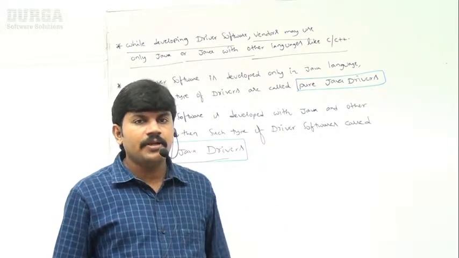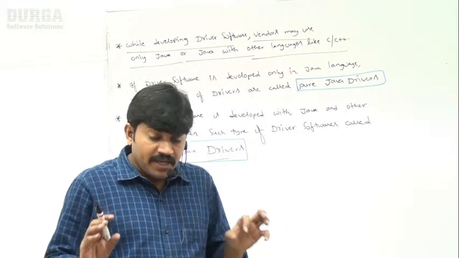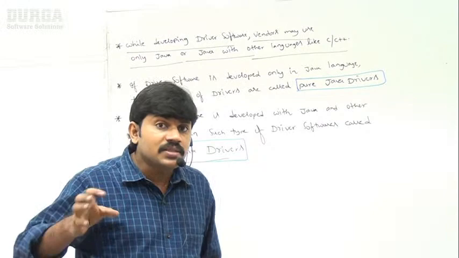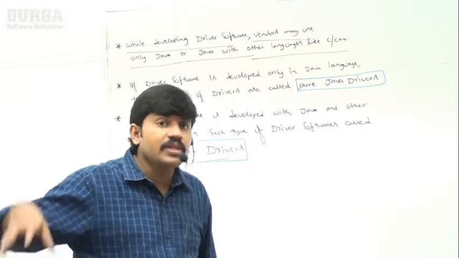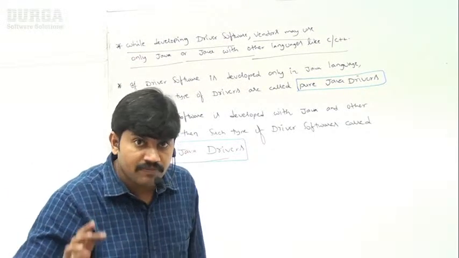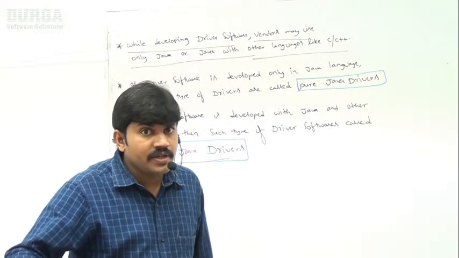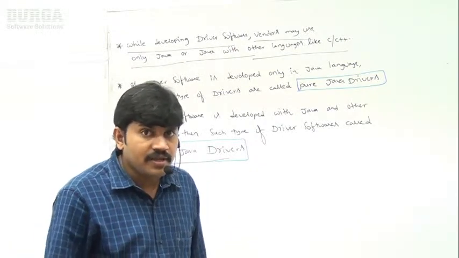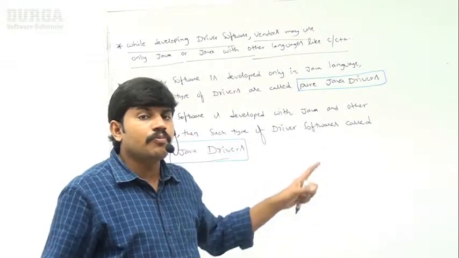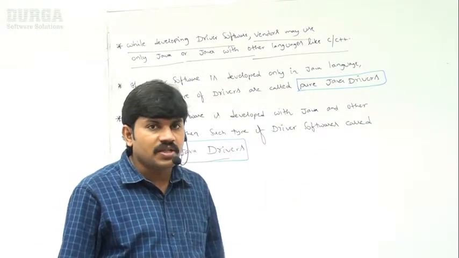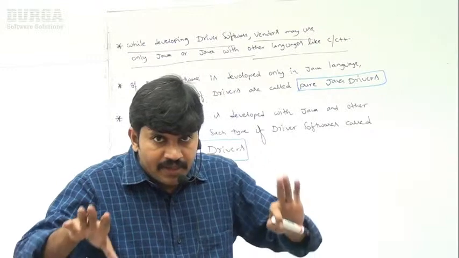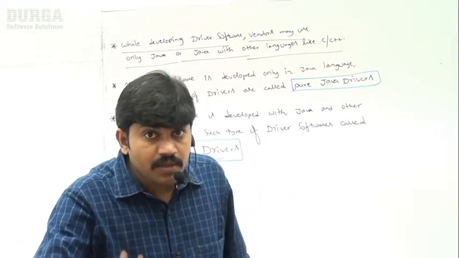What is JDBC API? In that, how many packages are available? Next, what is a driver software? Who is responsible to provide implementation for the driver software? What is the difference between a driver interface, a driver class and a driver software? What is a pure Java driver? What is a partial Java driver? Clear for all of you, right? This is what JDBC API is.